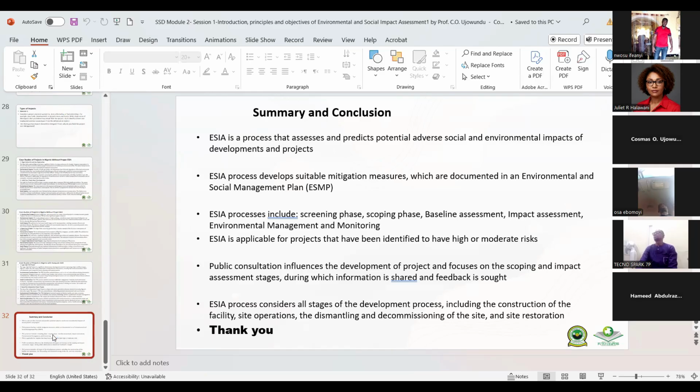Public consultation influences development of projects and focuses on the scoping and impact assessment stages, during which information is shared and feedback is sought from the stakeholders. The ESIA process considers all stages of the development process, including the construction of the facility, site operation, dismantling and decommissioning of the site, and site restoration.